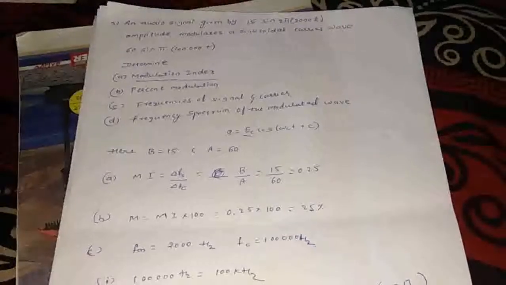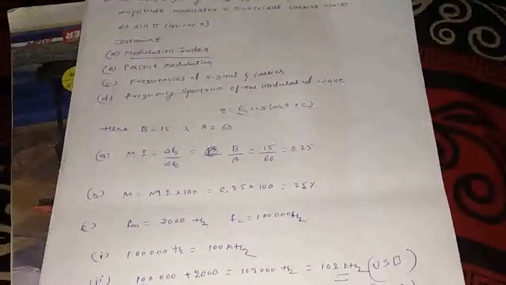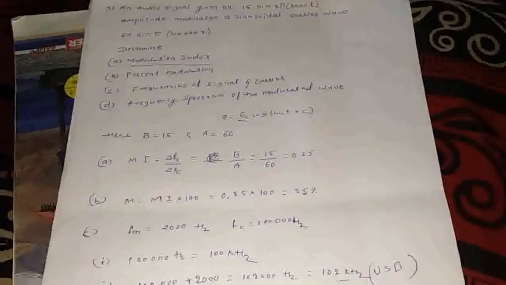An audio signal given by 50 sin 2π 2000t amplitude modulates a sinusoidal carrier wave 60 sin 2π 1 lakh t. Determine the modulation index, percentage of modulation, frequency of signal and carrier, and frequency spectrum of the modulated wave. So we have to know the carrier wave equation, small e is equal to Ec cos omega c t, and we have to know the amplitude modulation of the carrier wave also.